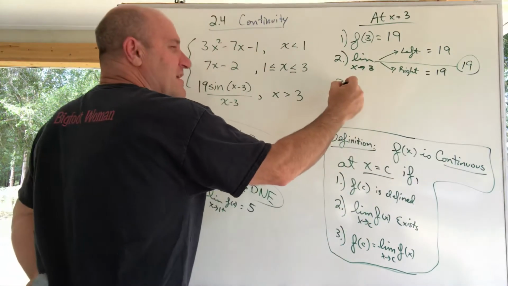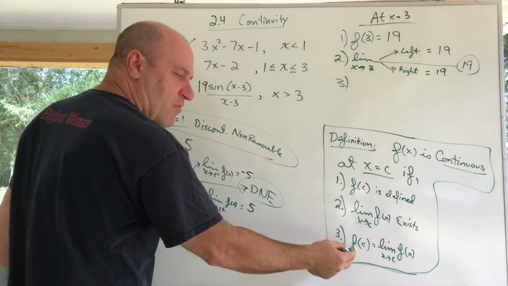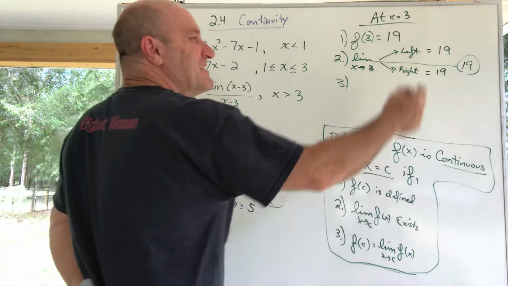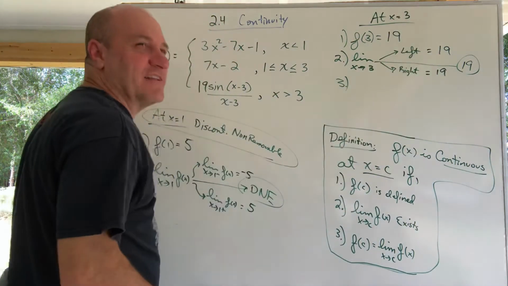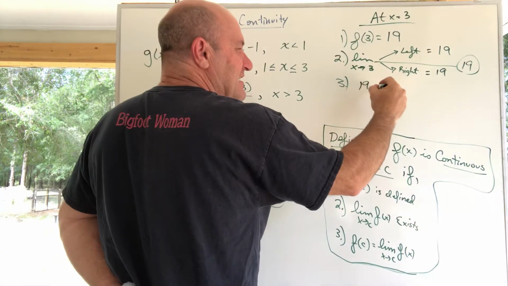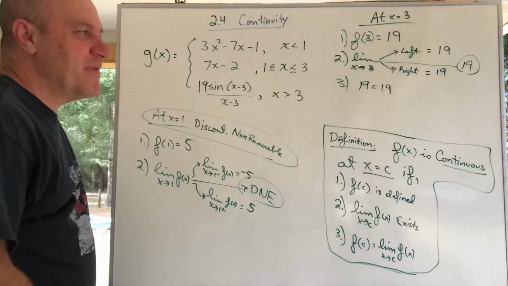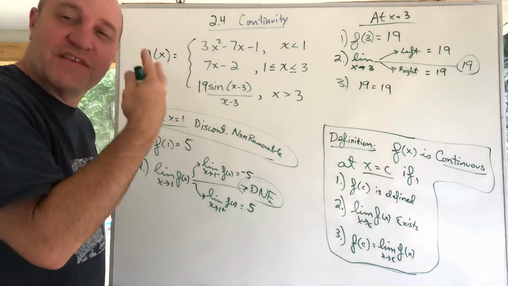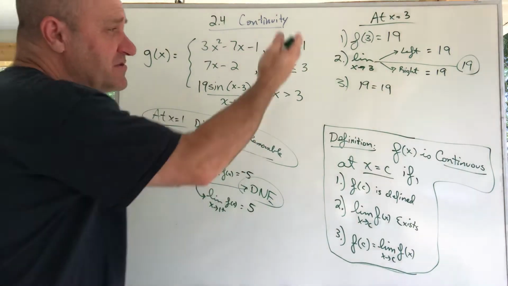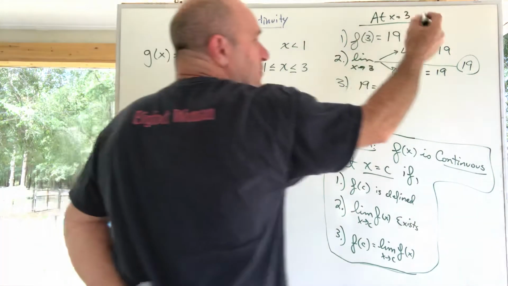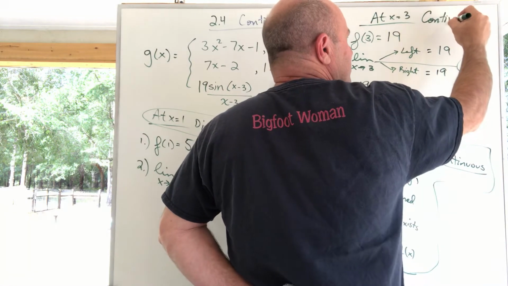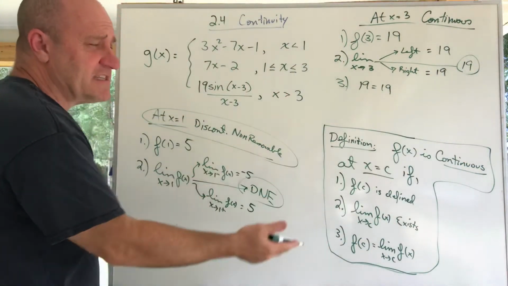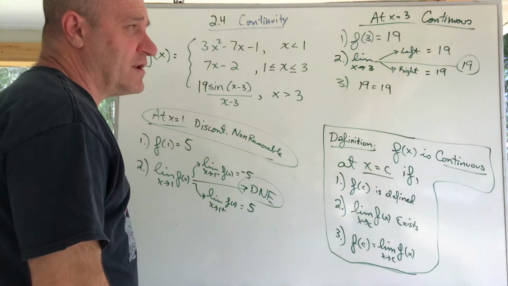All right, step 3. Does the answer to number 1 equal the answer to number 2? Does the function value equal the answer to the limit? And indeed it does. 19 equals 19. So thanks, I made that last minute adjustment there. And anyway, this function is continuous at 3. We just passed the test. So at 3, I want to write the word continuous. It is not a point of discontinuity. It passed the 3-step definition of continuity.